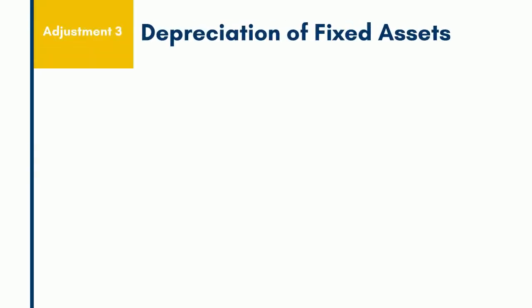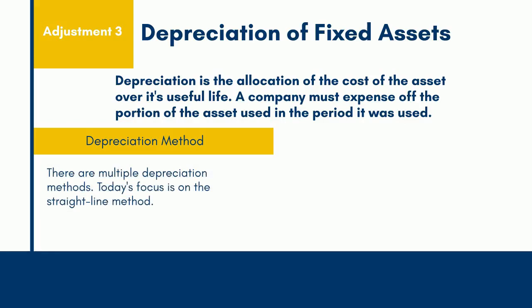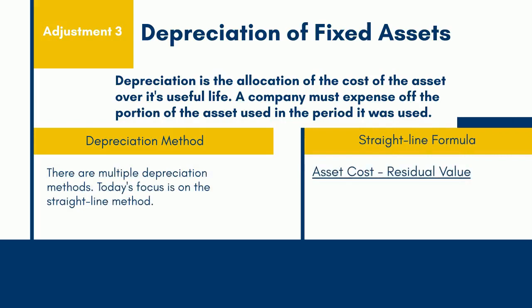The next adjustment we'll look at is depreciation of fixed assets. Depreciation is the allocation of the cost of the asset over its useful life. A company must expense off the portion of the asset used in the period it was used. There are multiple depreciation methods. Today's focus is on the straight line method, so let's take a look at the formula. Asset cost minus residual value divided by the number of years of useful life equals our annual depreciation.